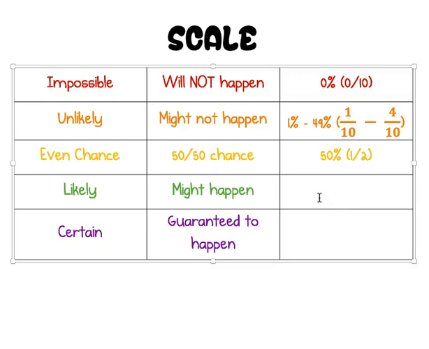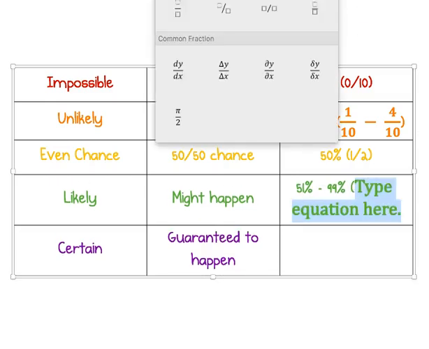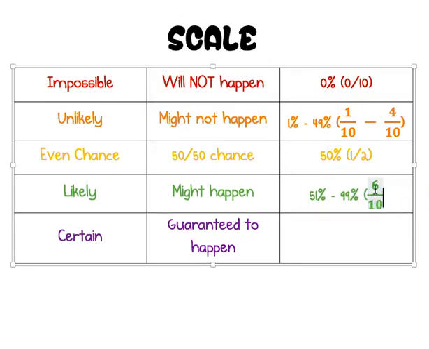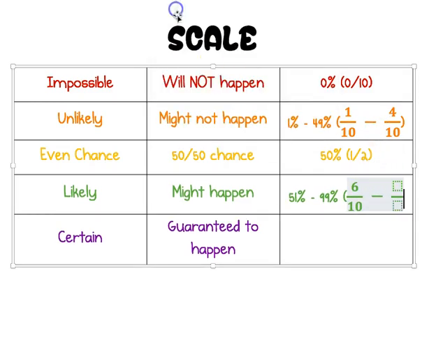Likely means it might happen. That's anywhere from 51% all the way to 99%, which means as a fraction, it is 6/10 all the way to 9/10.